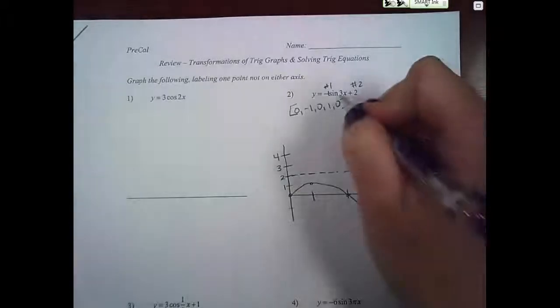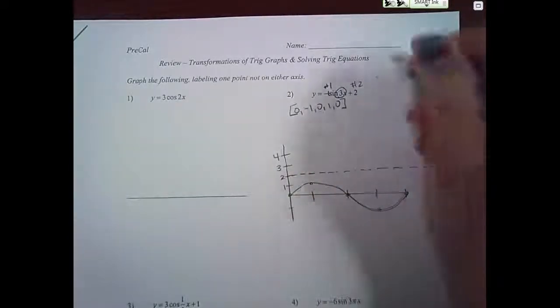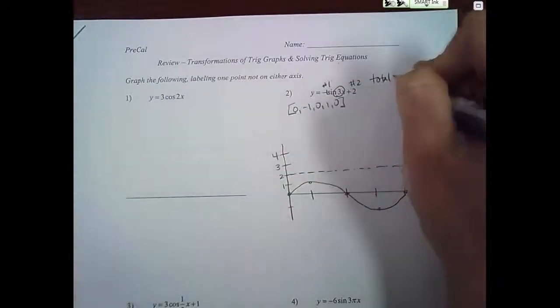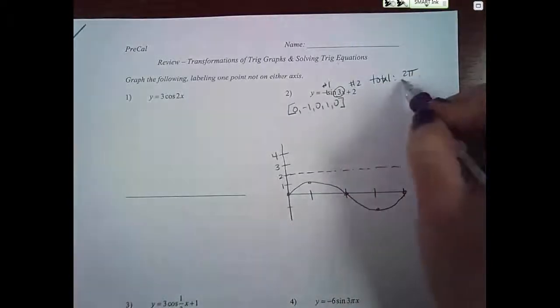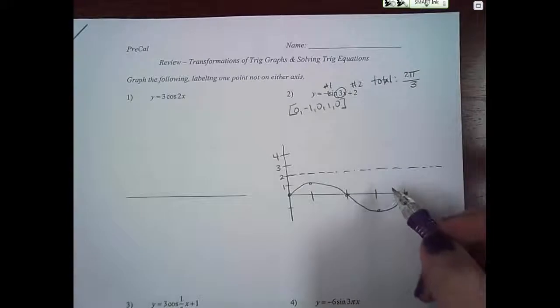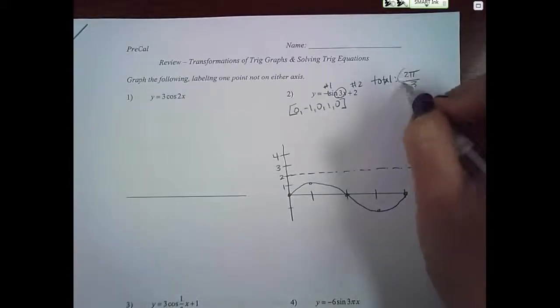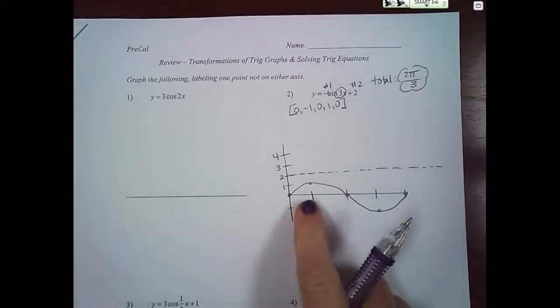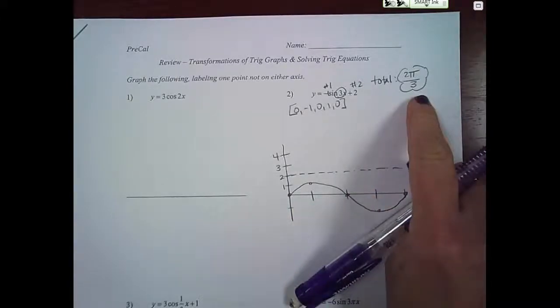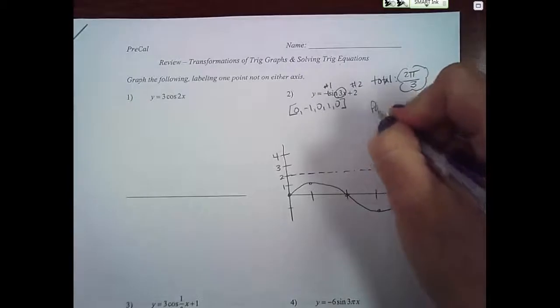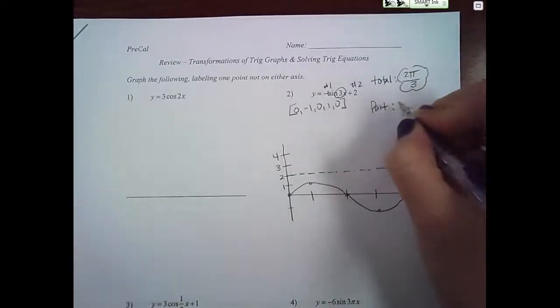Then I'm going to take a look at this because I have to decide what my marks are. Remember, your total is normally 2 pi, and you're going to take this number, which is 3, and divide. So 2 pi divided by 3. It doesn't reduce. So that's your total entire period. You're going to go from 0 to 2 pi over 3.